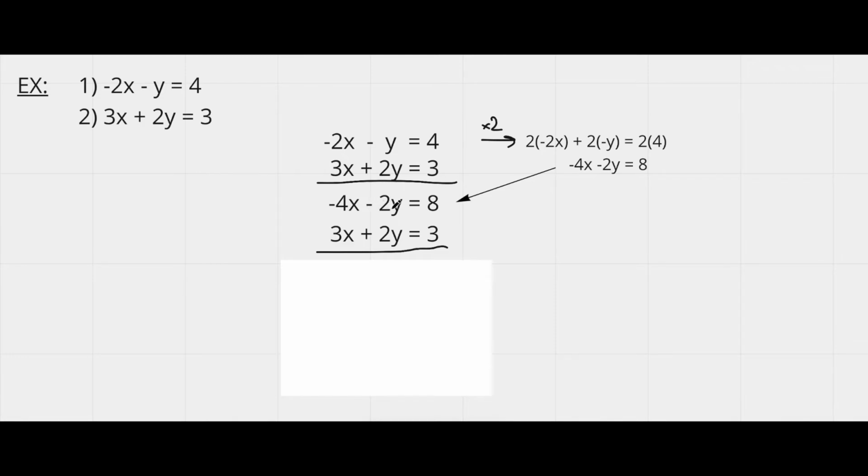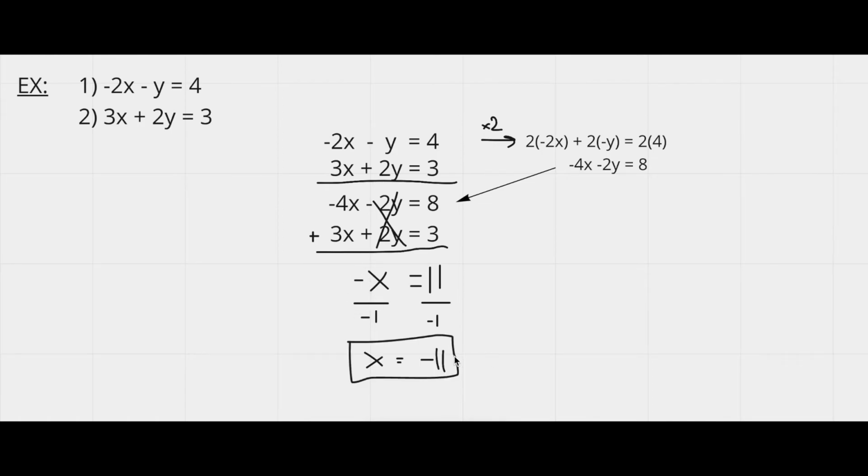Now here we can decide whether we need to add or subtract. Now we have -2y and +2y. Since those are opposite signs, that means we have to add. So I'm just going to put an addition sign right here. And that means these would cancel out. That would leave us with 0. And now we just need to add these. So -4x plus 3x would just be -x. And then 8 plus 3 would be 11. So we're left with -x equals 11. Our next step would be to divide each side by -1, since the coefficient on the x is -1. And that leaves us with x equals -11.